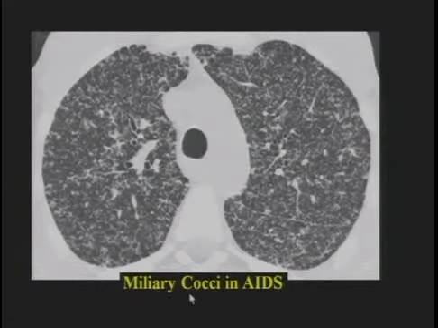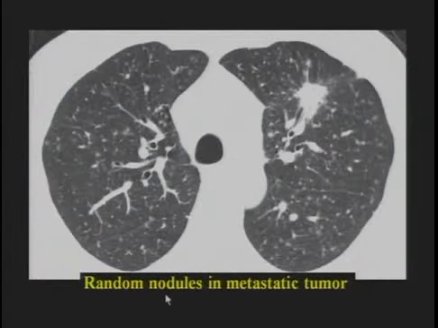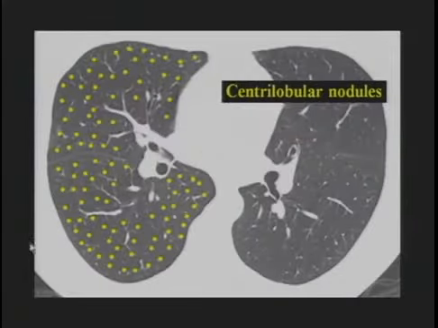Another example, miliary cocci and AIDS, diffuse lung distribution, subpleural nodules present, but diffuse and uniform lung involvement. And here a patient with an adenocarcinoma that is metastatic to lung. There are nodules at the pleural surfaces, but diffuse and uniform lung involvement. So random pattern is hematogenous disease.